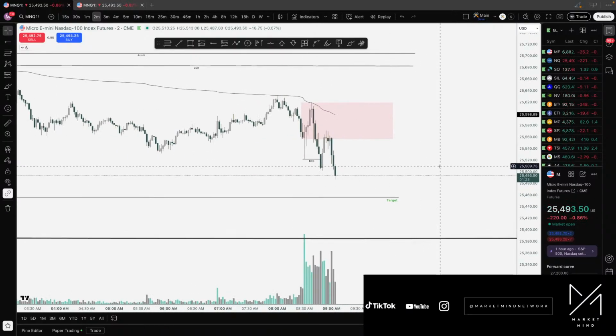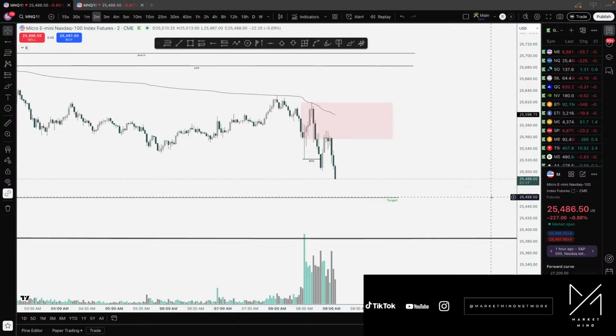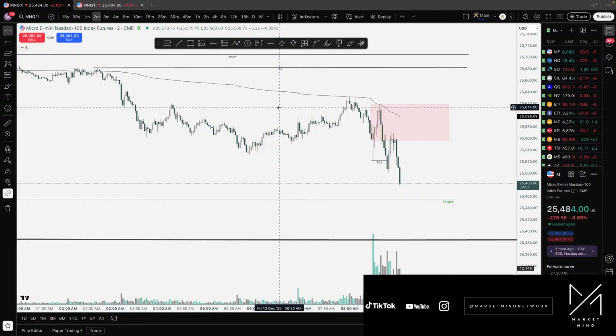Was it 460? Targets, yeah, it's 456. Beautiful. Look at that push down. I was catching on the way up too. Yeah. Look at that push down. Look at that.